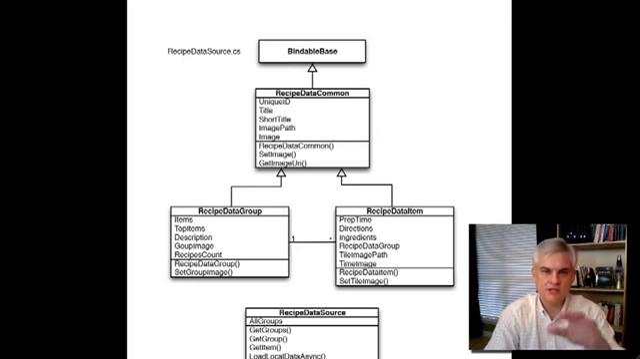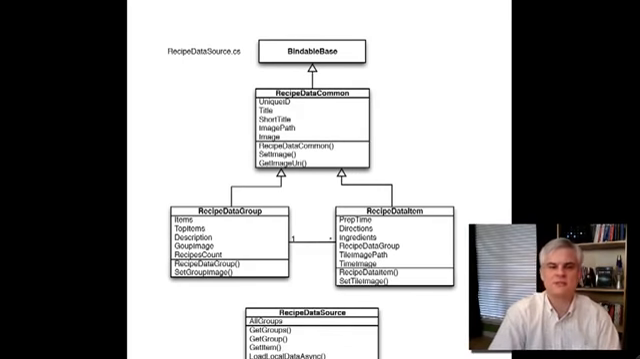So in the next lesson, we're going to start to pick apart the recipe data source, and we're going to try to leave no stone unturned. So we're going to look at just about every line of code, hopefully, in the recipe data source.